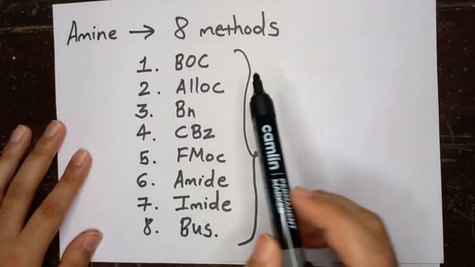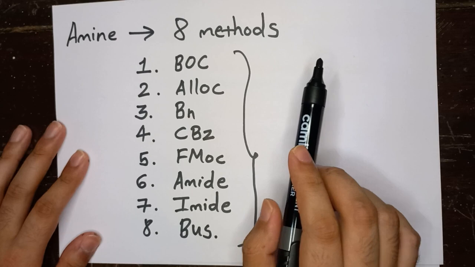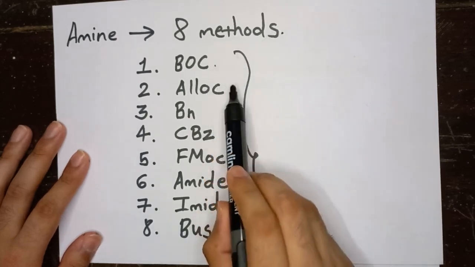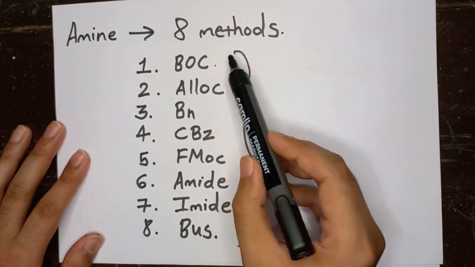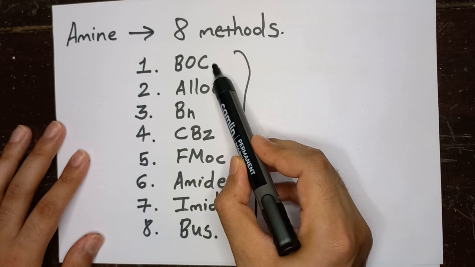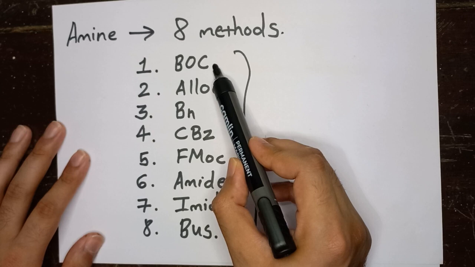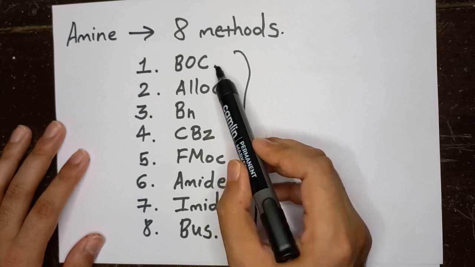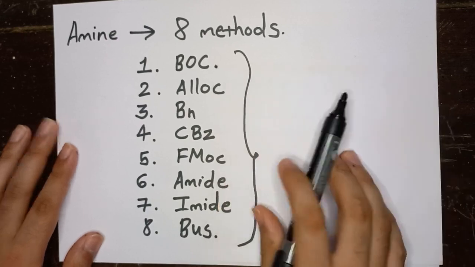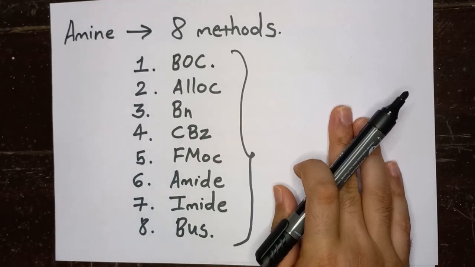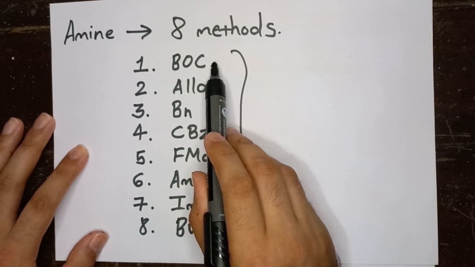Now just a quick revision. We now know the protection and deprotection methods for amines with detailed mechanisms. There are 8 methods: BOC, alloc, benzyl, CBZ, FMOC, amide, imide, Bus. For BOC protection, you can use BOC anhydride or BOC chloride, and for deprotection you need acidic medium, or you can also use Lewis acid.